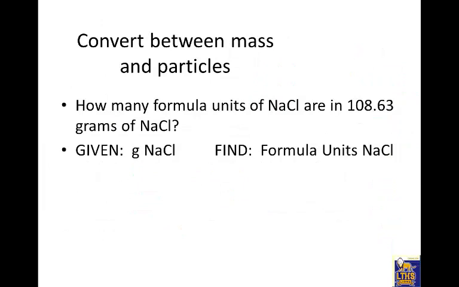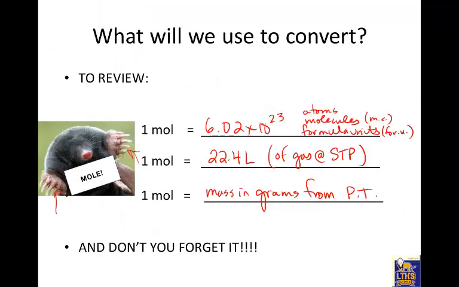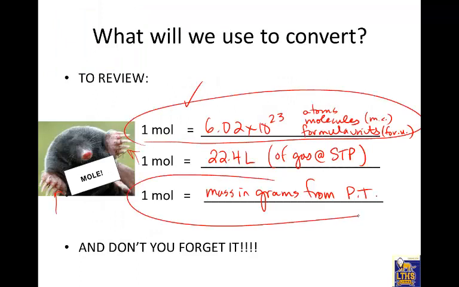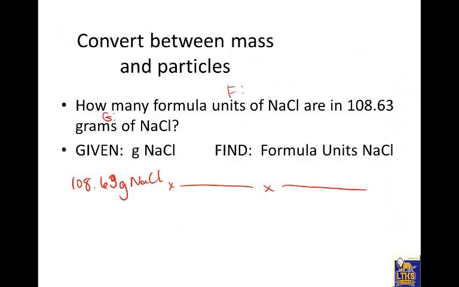So we have to be able to convert between mass and particles. How many formula units, which is what we're trying to find, are in 108.63 grams of NaCl? This is what we're given, the grams of NaCl. We have to find formula units, so I need to do a 2-step problem. Why? Because of what I memorized, I need to use this one because that's particles, and I need to use this one because that's grams. So let's go do it.